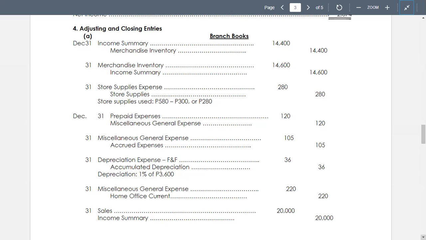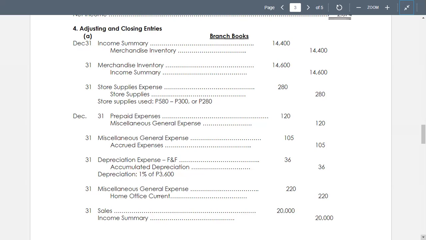On December 31, 2024, the end of a monthly period, the following trial balances were prepared for the Spencer Company and its branch. Merchandise was billed to the branch by the home office at 120% of cost. Okay, so we are now given the accounts found in the books of both the home office and the branch.